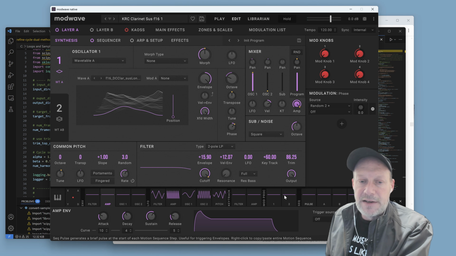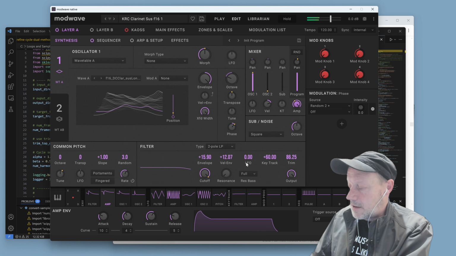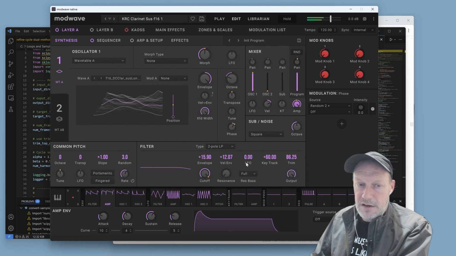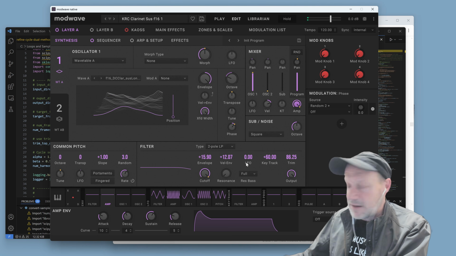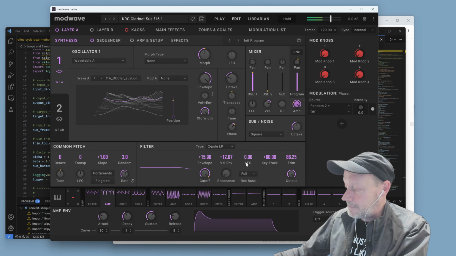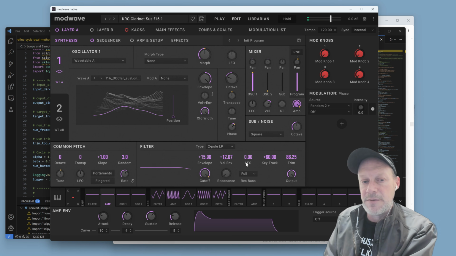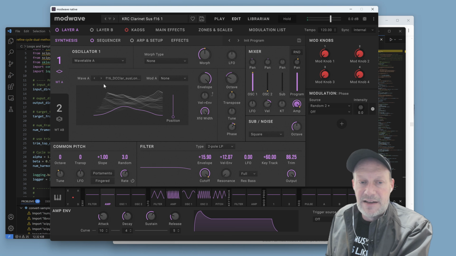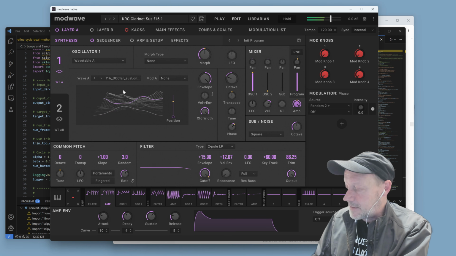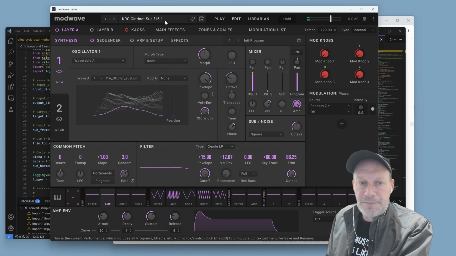Let's see. There are woodwinds in the collection. Here's a conversion that's not completely convincing. This is a clarinet. And you can see there's not really any attack information in this wavetable, partly because it's 16 frames. But still, I think that's a useful texture.